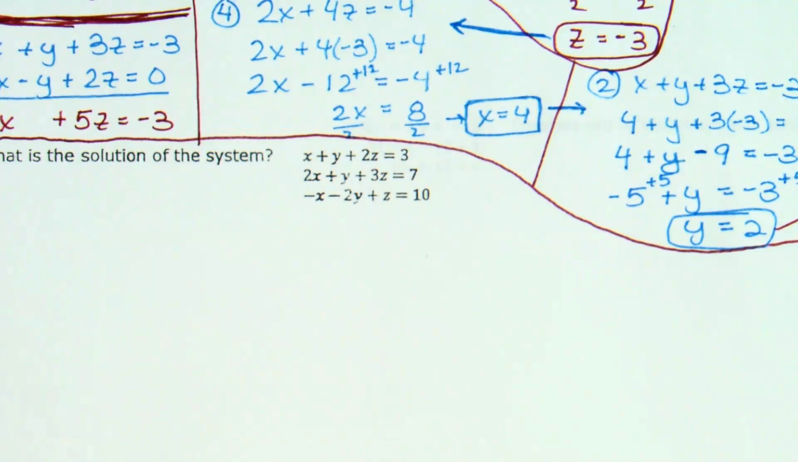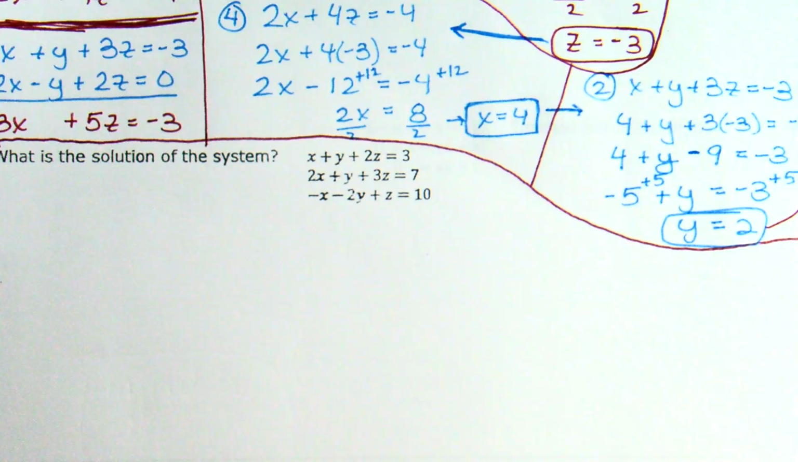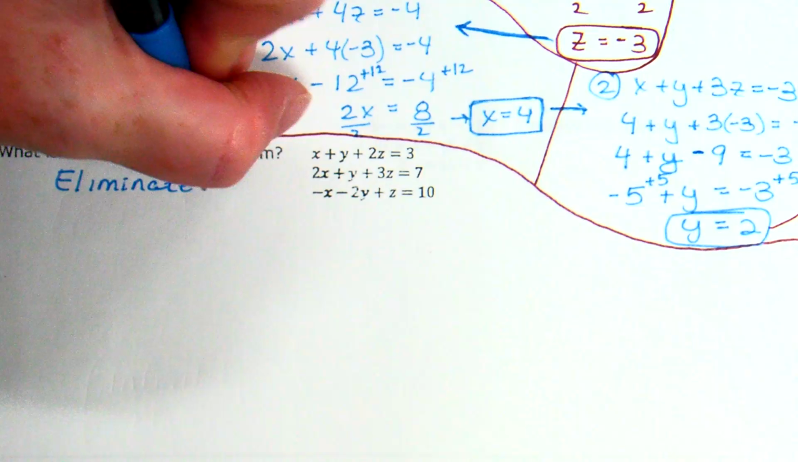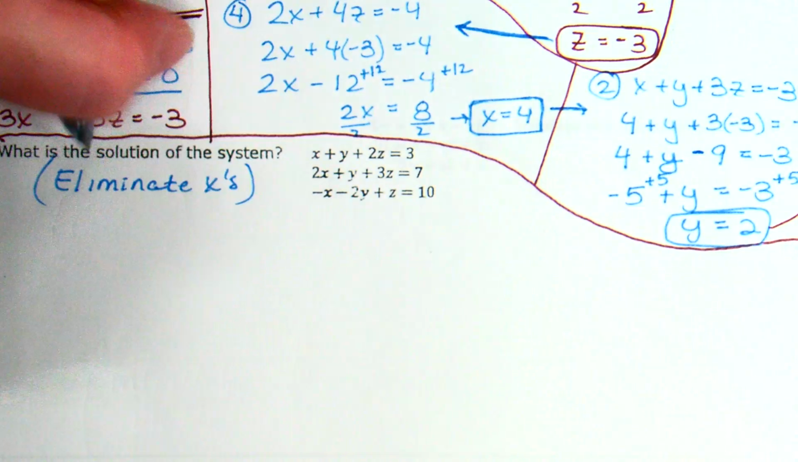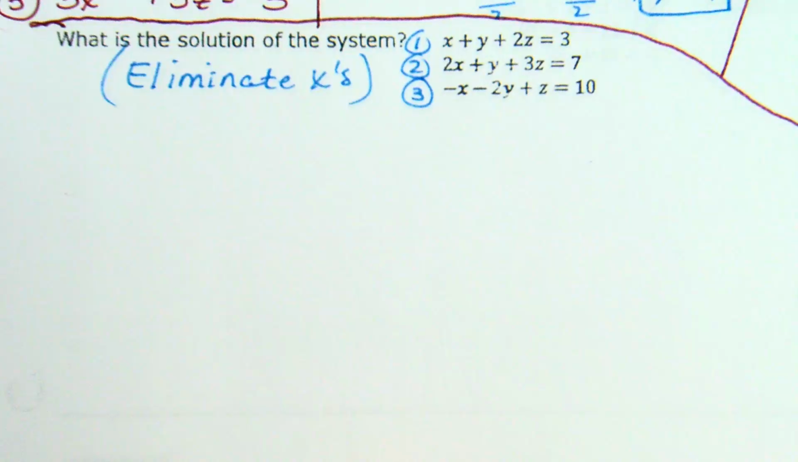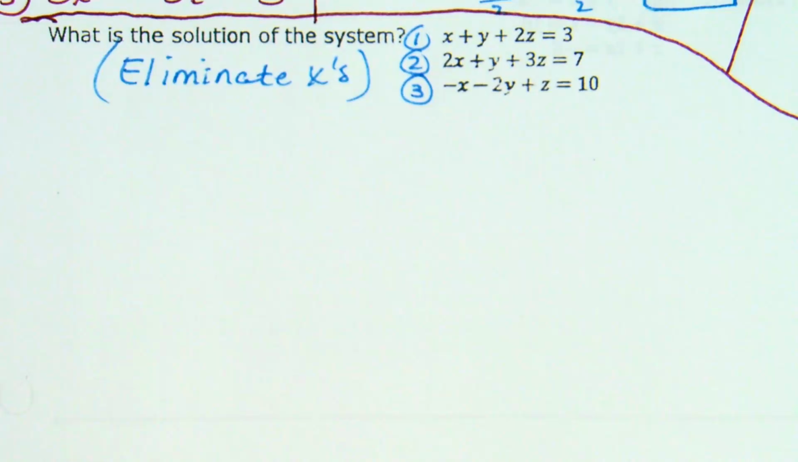Okay, so it gets a little bit more complicated this time. Either x's or y's would be good here. If you guys don't mind, how about x's? Okay, eliminate x's. I'm numbering 1, 2, and 3. Well, let's get the easy one out of the way. If we're eliminating x's, what's going to be in the easy set? 1 and 3, because we have an x and a negative x.